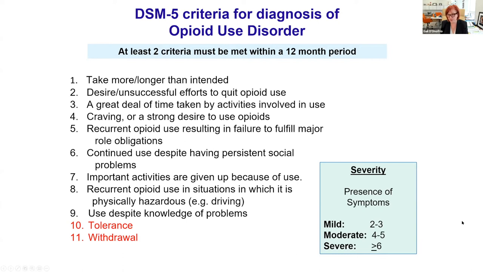And then the presence of these symptoms: two or three are mild, four or five are moderate, and greater than or equal to six are severe. We like to start people on treatment for moderate to severe opiate use disorder.